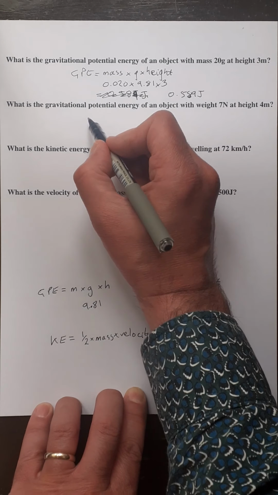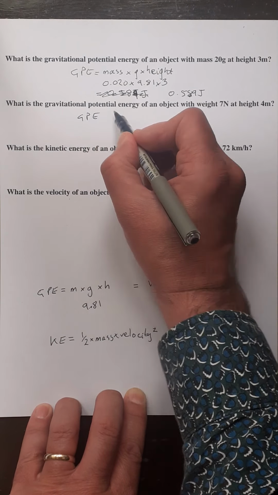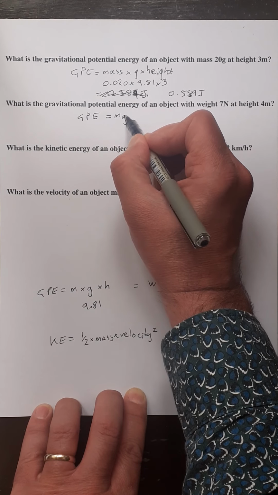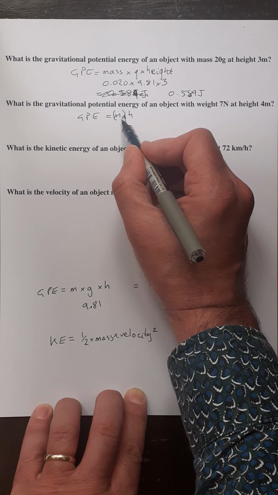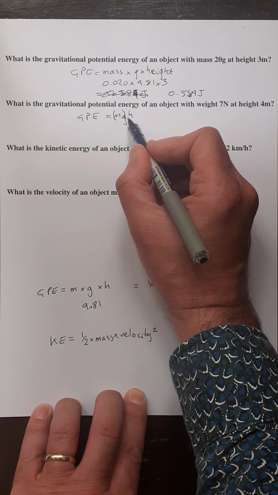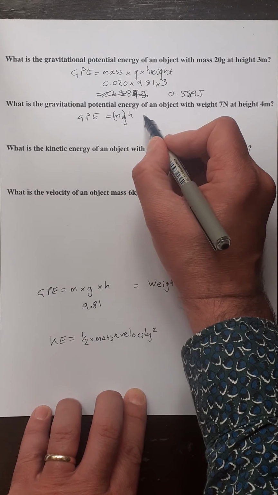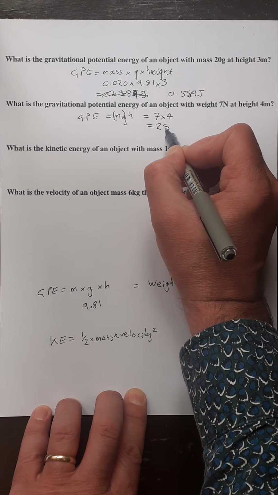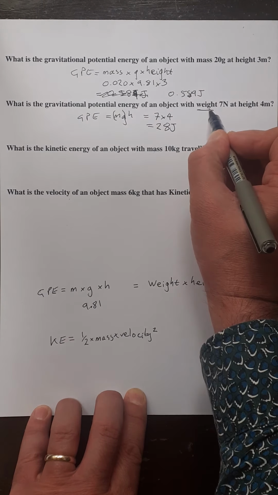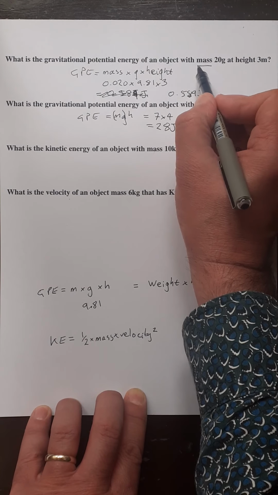Okay, so next one. Gravitational potential energy is mass times gravity times height. Well, I'm already given the weight, which is mass times gravity. So that's 7 times 4, or 28 joules. Watch out, because that one's a weight and this one's a mass.